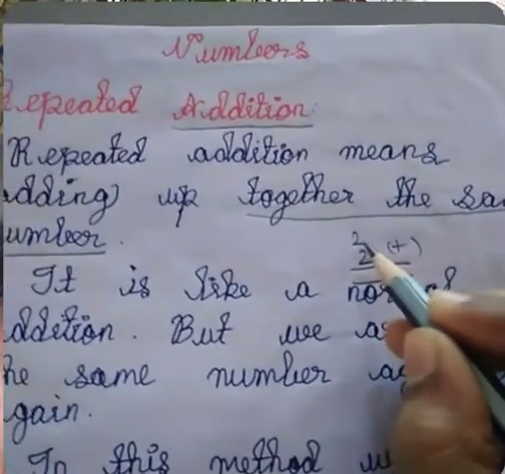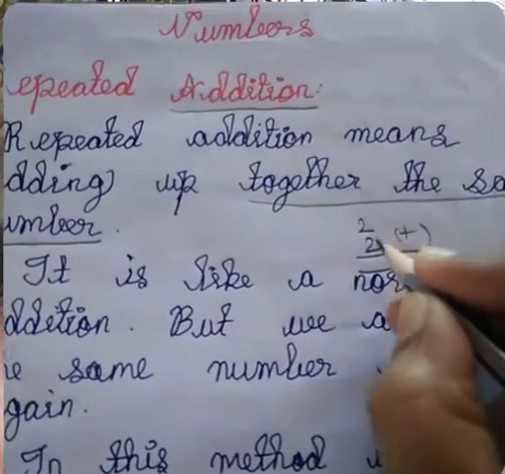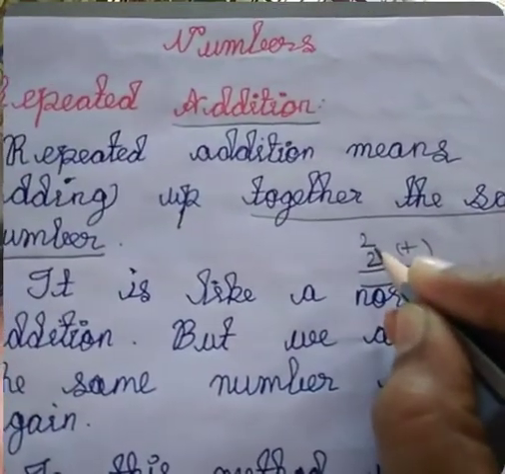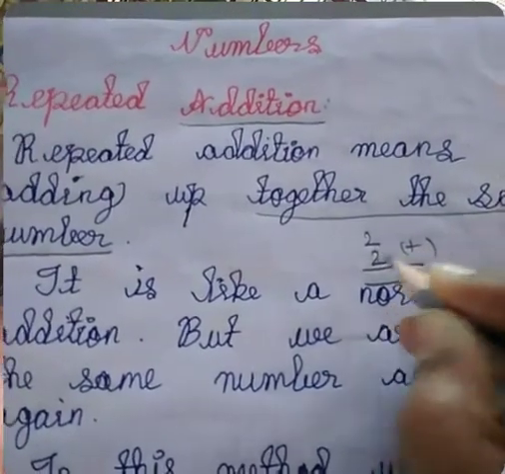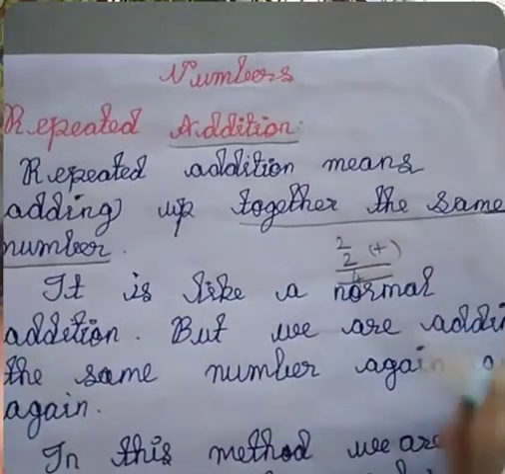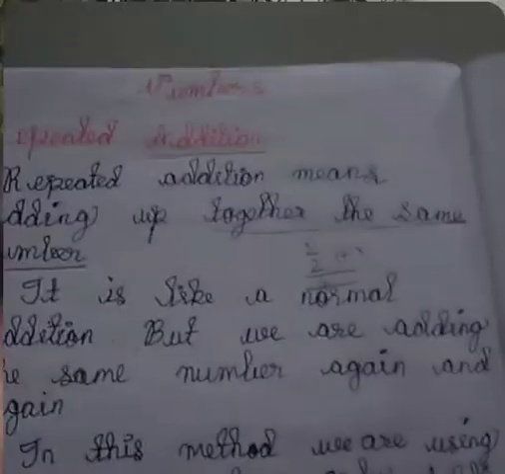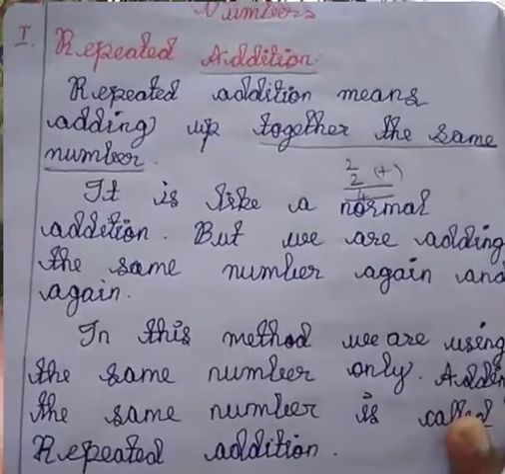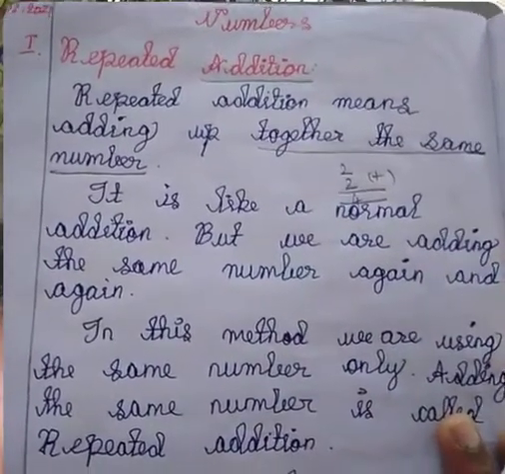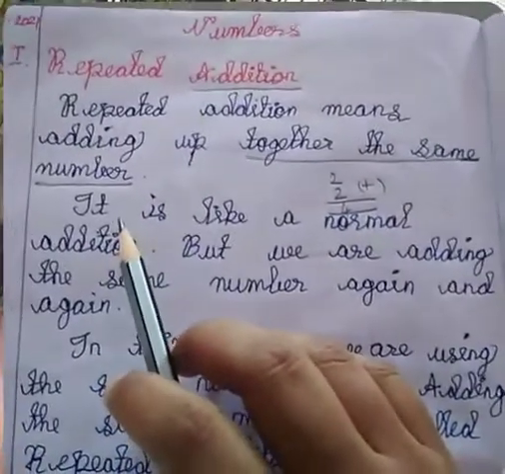Repeated means the number comes again and again, repeatedly. See, 2 plus 2 means we are adding the same number: 2 in the mind, 2 in the finger, 2 after 3, 4. What is the answer? 4. 4 is the answer. It is like a normal addition, nothing to bother about.